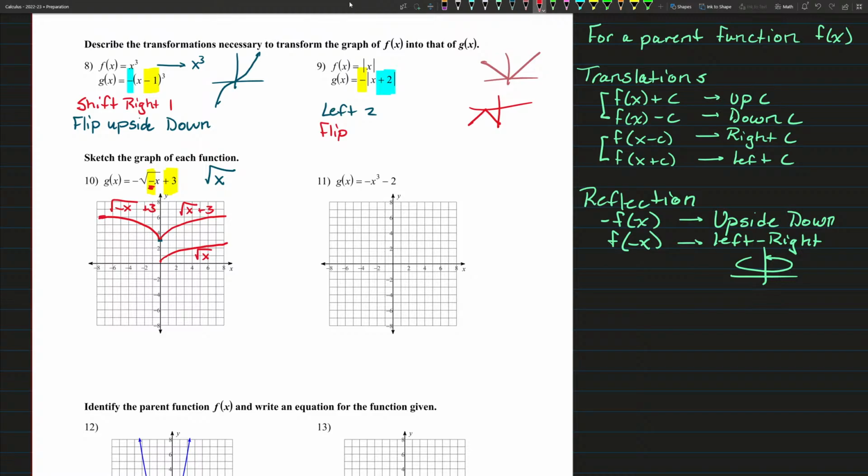And then our actual function, right? So this negative on the outside says to flip that last one upside down. So our graph is actually going to be this in green. That doesn't show up very well, but that's the graph.